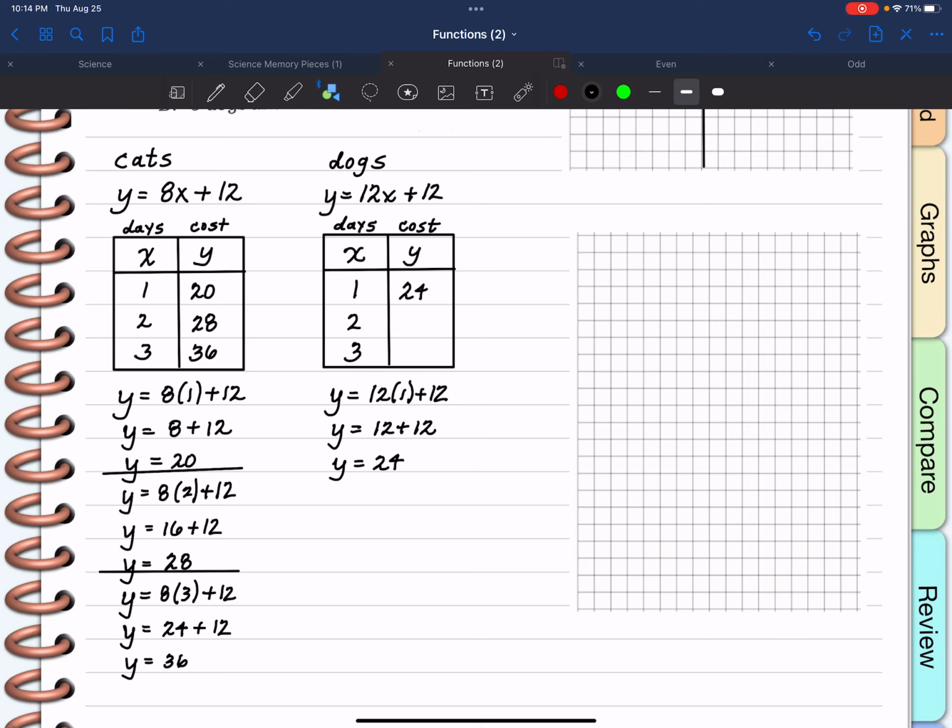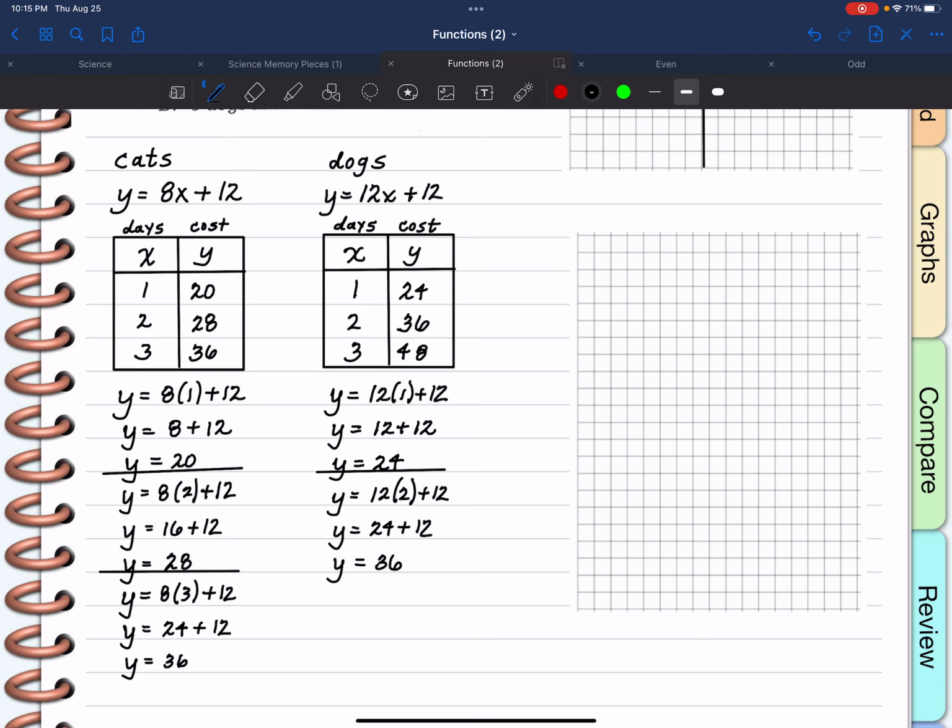Now you can just add 12 to each of those. Let me do one more and then we'll just add 12. So then for 2 days, Y is going to be $36. So for 3 days, we're going to add another 12 on there. It would be $48 for the dogs.